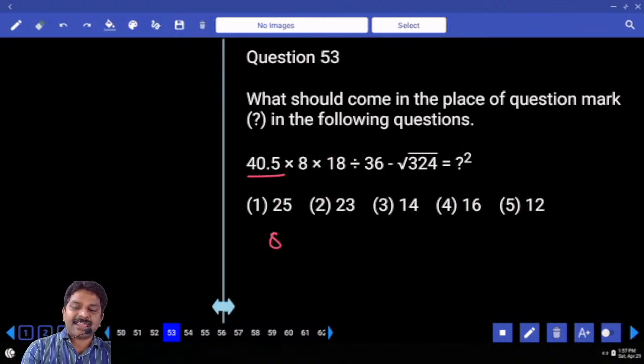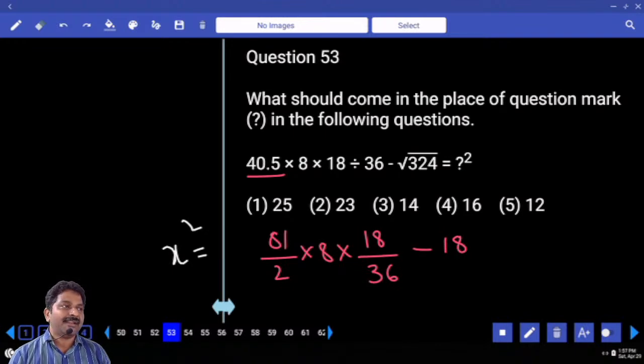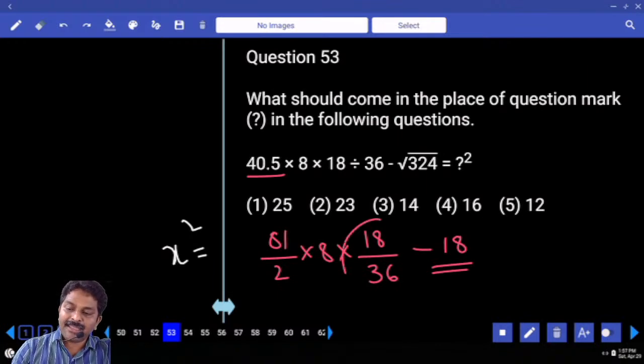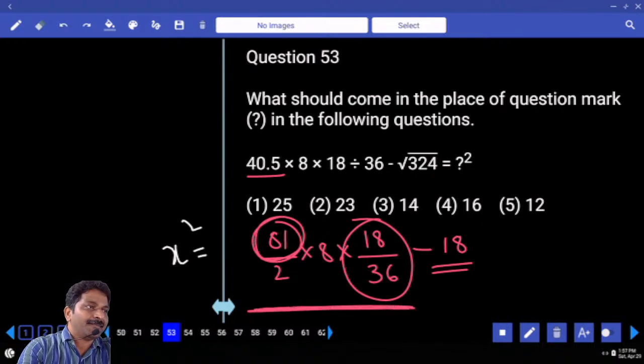40.5. Can I write it as 81 divided by 2 into 8 into 18 by 36 minus under root of 324, which is equal to x square, and we need to find out x value. Agree? Yes? Negative number, is it a 9 multiple? 18 by 36, both numerator and denominator has 9 multiples, and that gets cancelled, but still you have 81, which is a 9 multiple. So can I say our positive number is a 9 multiple minus negative number is also 9 multiple, result is 9 multiple.